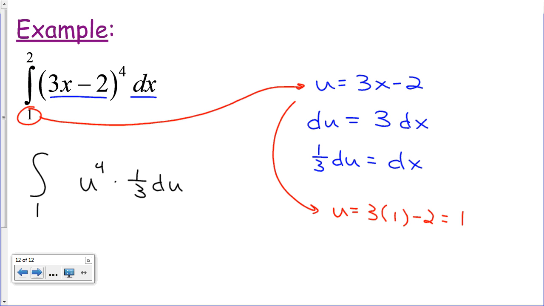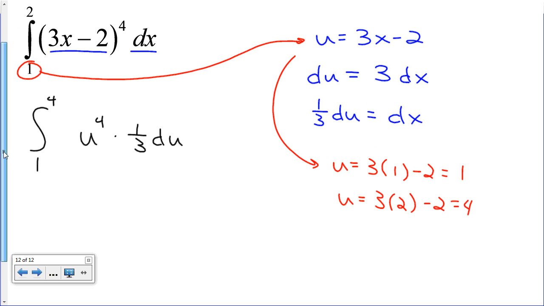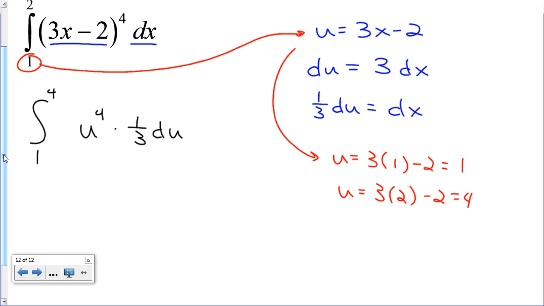Do the same thing for the upper bound. u equals 3 times 2 minus 2. So that's 6 minus 2 is 4. So my new upper bound is 4. So my lower bound didn't actually change, but my upper bound did. It doesn't always work out that way. Sometimes it turns out that the bounds might be the same. It just depends on your function and the points you're plugging in, obviously.